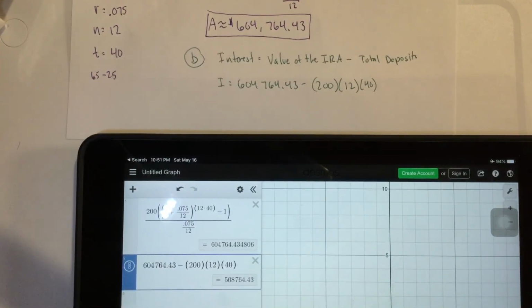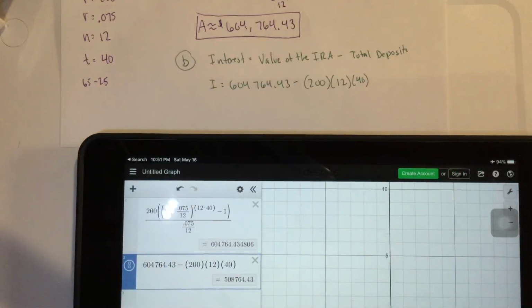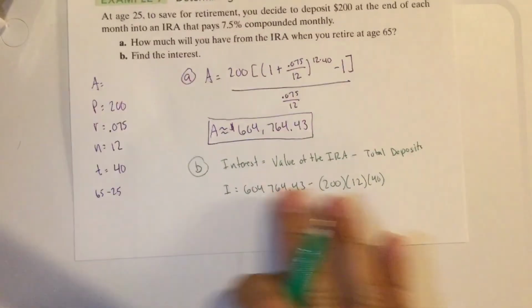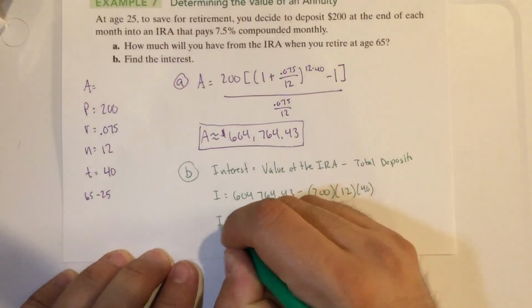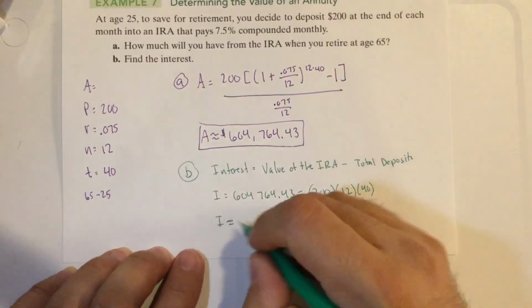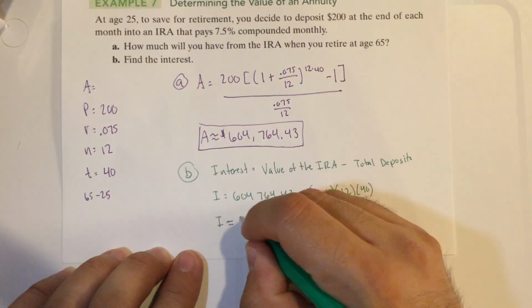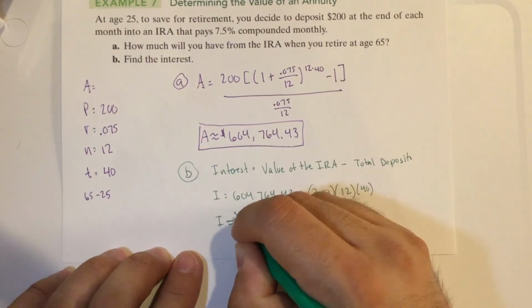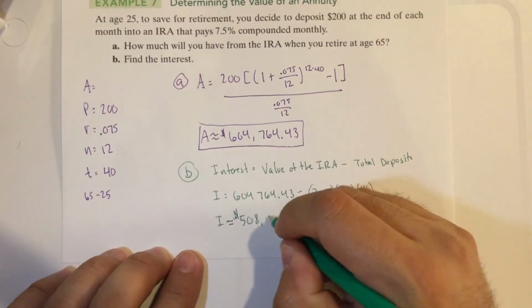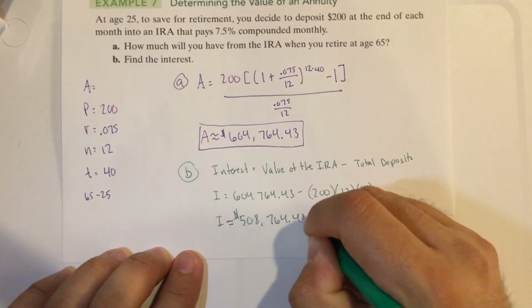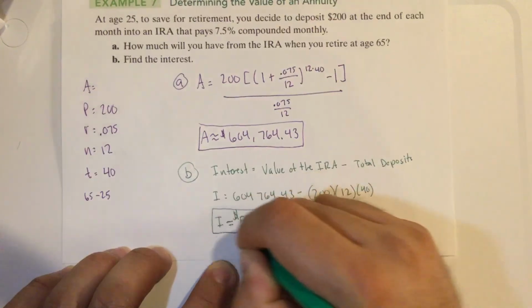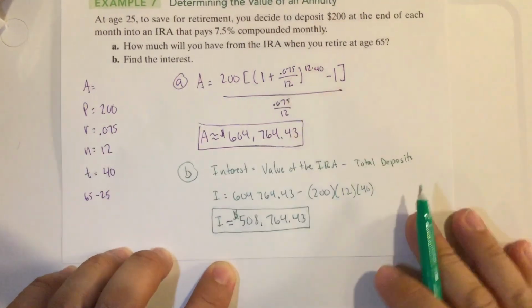So let me go ahead and transfer that over. And that's going to be my interest. So that's the formula I used to figure this out. So I is approximately or equal to $508,764.43. So there's part A and part B.